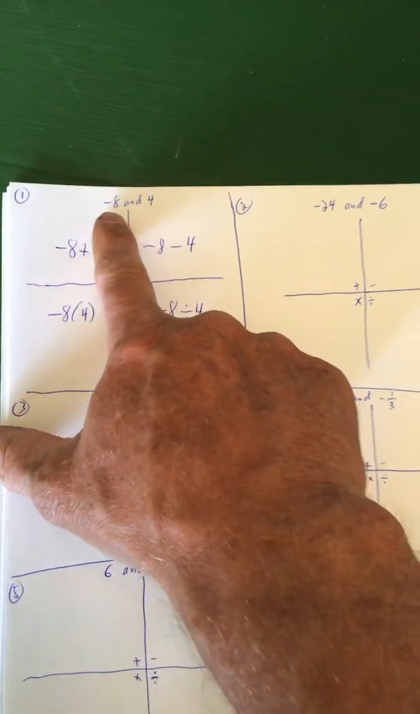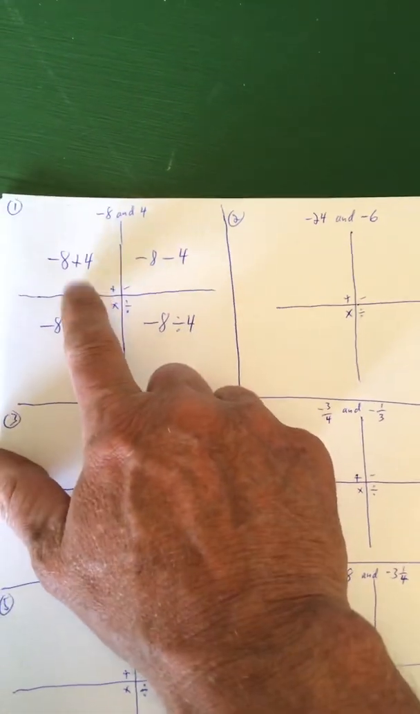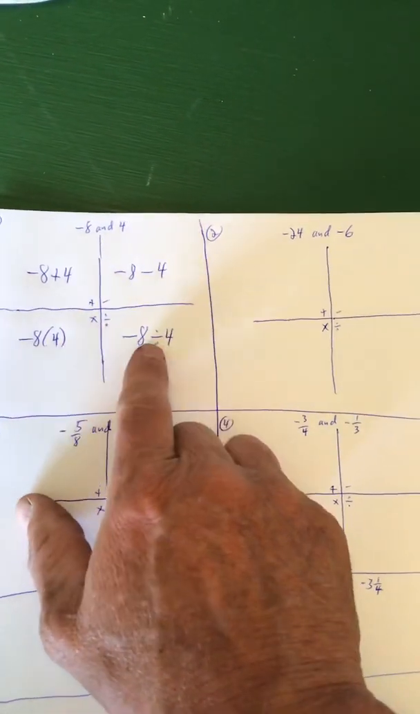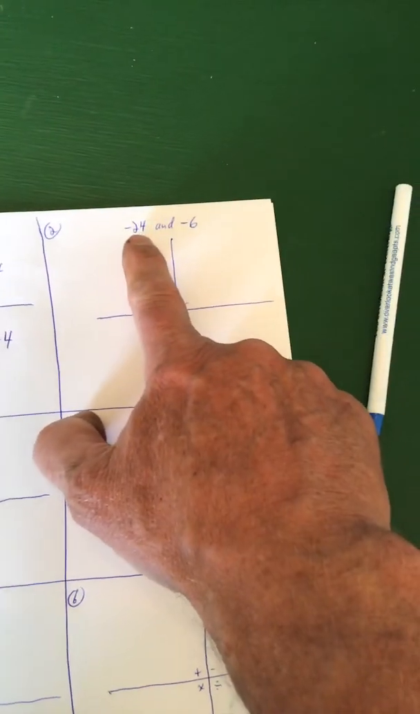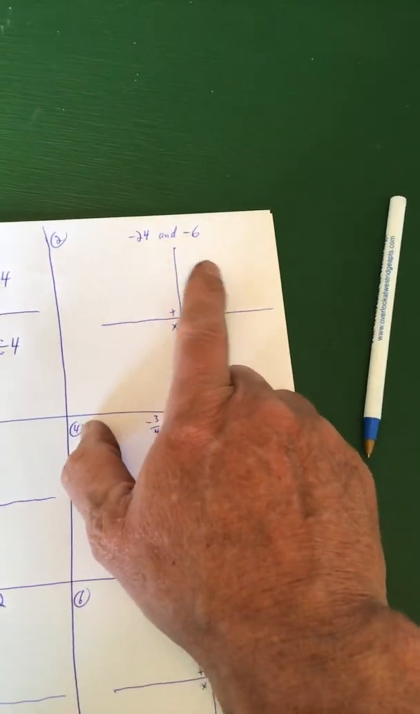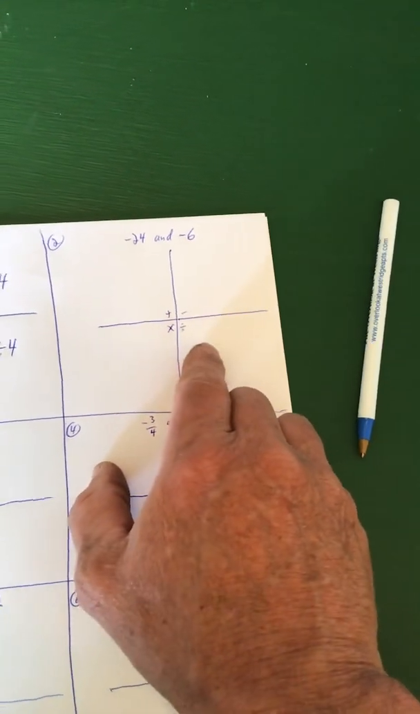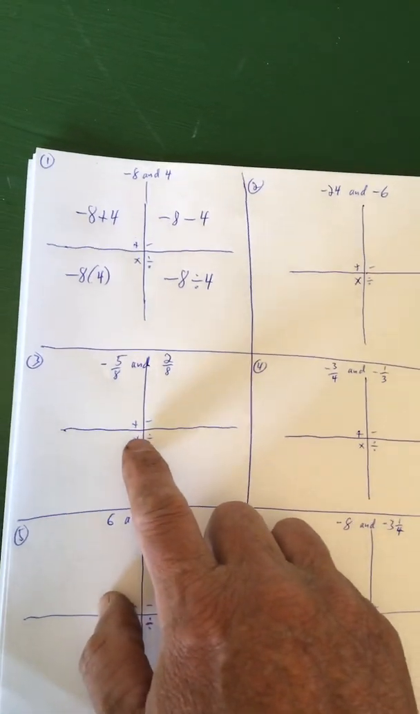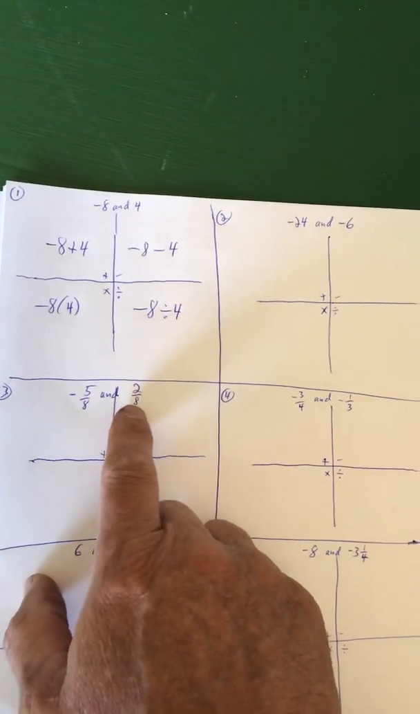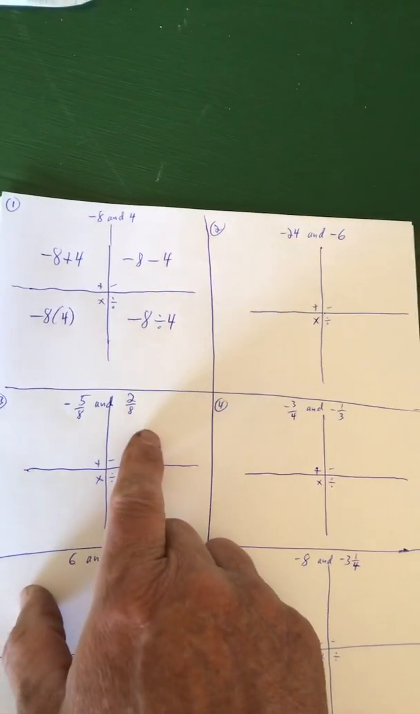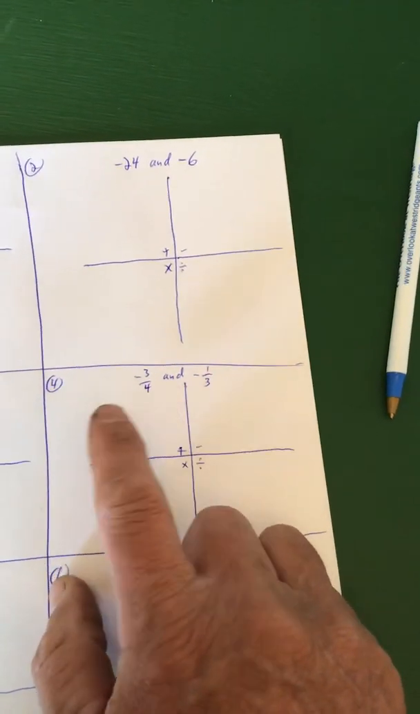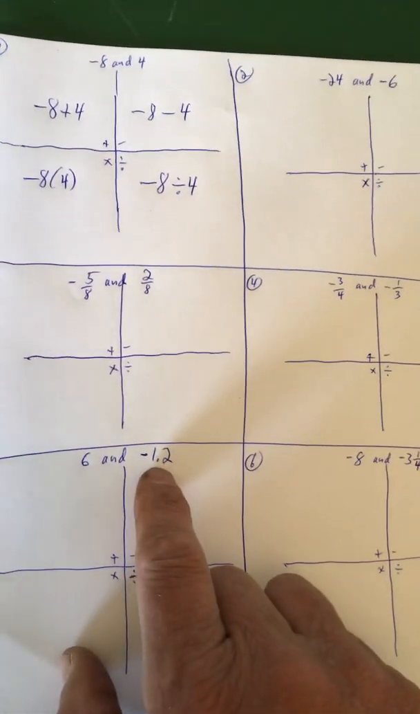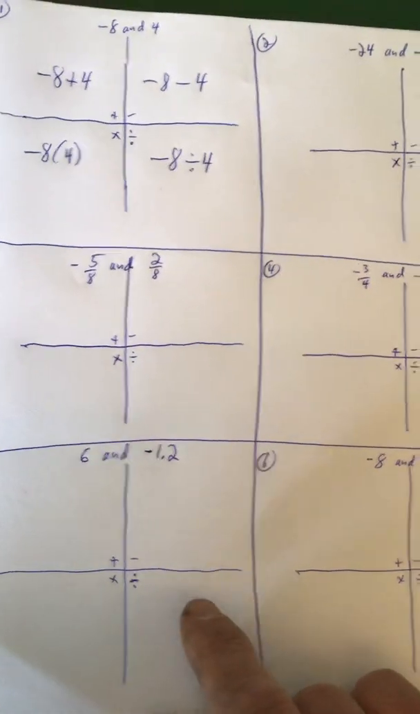Like number 1, I'm going to give you -8 and 4, and I want you to add those, subtract those, multiply those, divide those. All right, so you can hit pause and get that down. Number 2, I'm going to give you -24 and -6. I want you to add those, subtract those, multiply those, divide those. Number 3, -5/8 and 2/8. I want you to add those, subtract, multiply, divide. Then -3/4 and -1/3. Add, subtract, multiply, and divide. 6 and -1.2. Add, subtract, multiply, and divide.